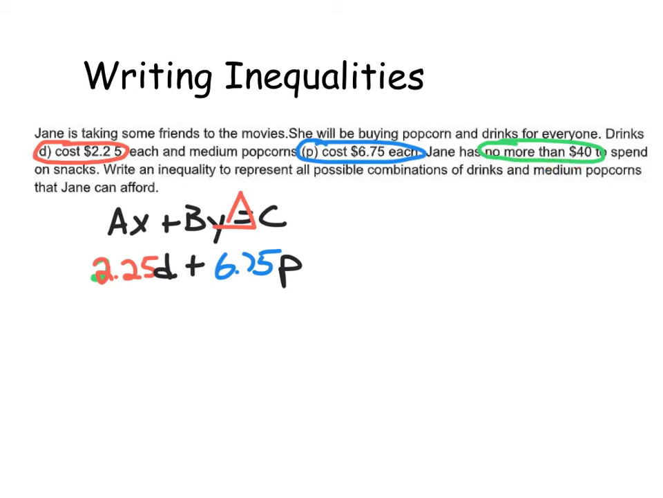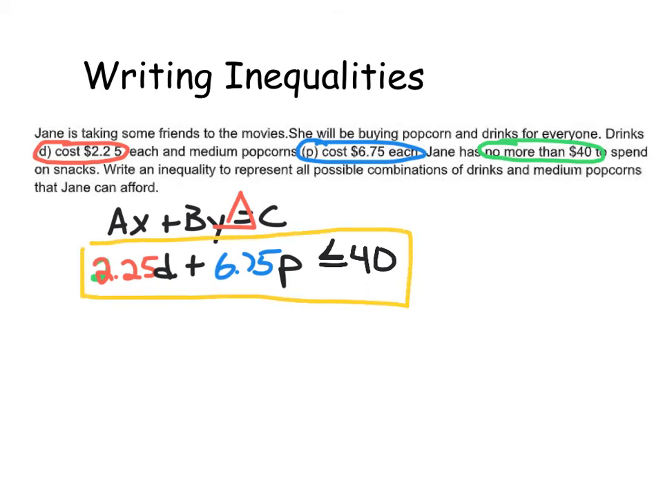So we're going to represent that as no more than. That's going to be less than or equal to $40. So she can spend 40, but she cannot spend more than that. So this would be the inequality that represents all of the possible combinations of drinks and popcorns that Jane can afford to buy for her friends.